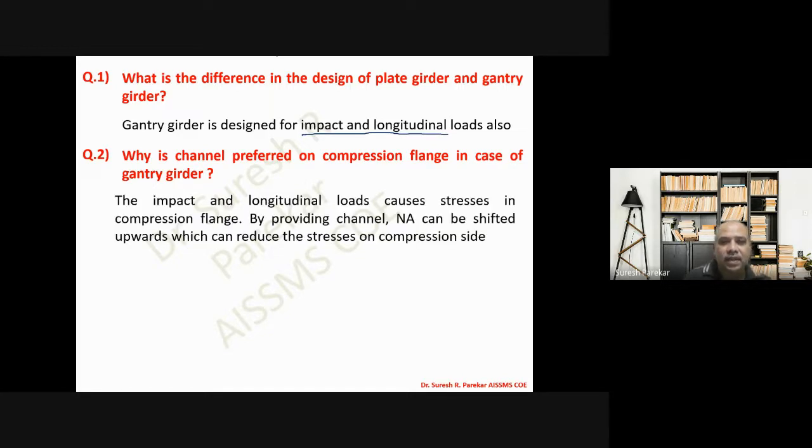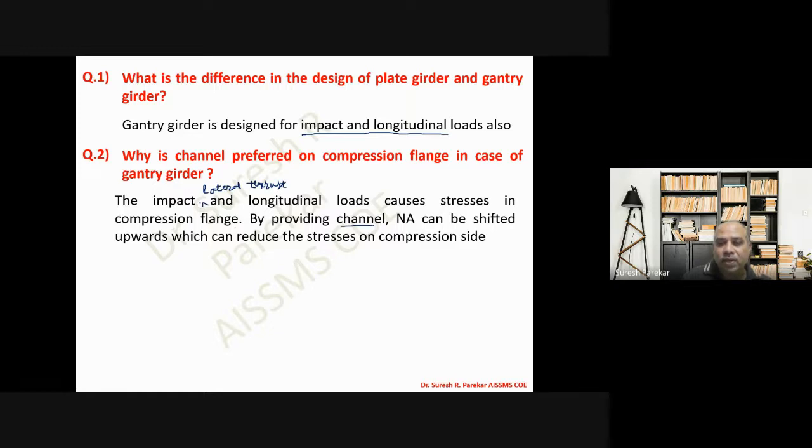Why is channel provided on compression flange in case of gantry girder? So you can see we have that impact load, we have longitudinal load, then we have lateral thrust. So impact, lateral thrust, and longitudinal load we have to consider in case of gantry girder, and this will cause stresses in compression flange. So we can shift the neutral axis upward by providing channel on compression flange.